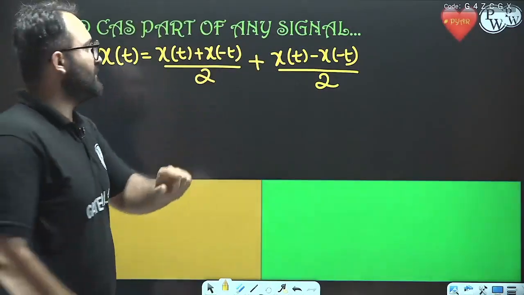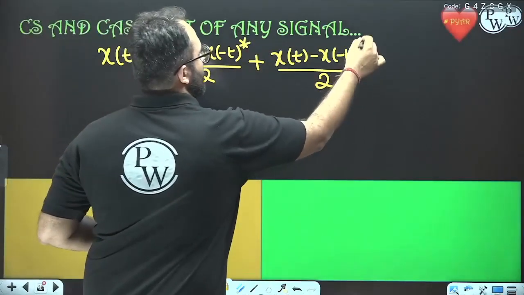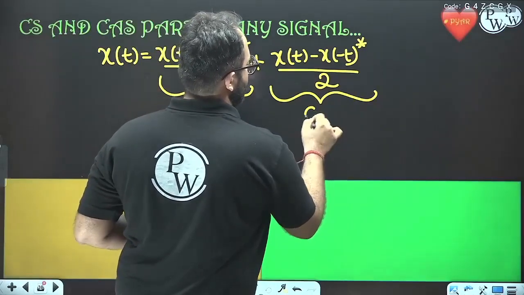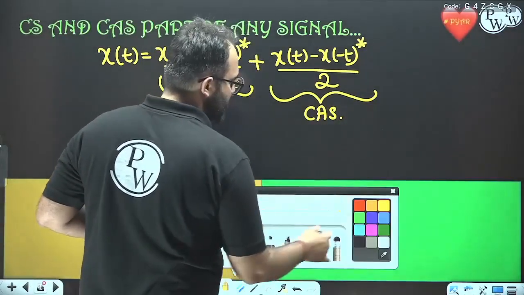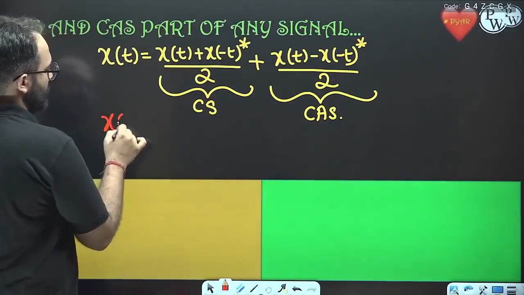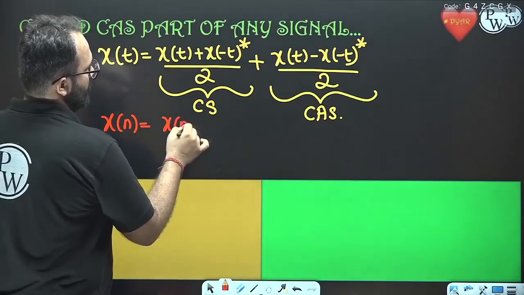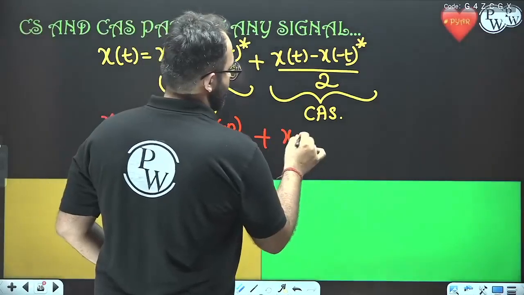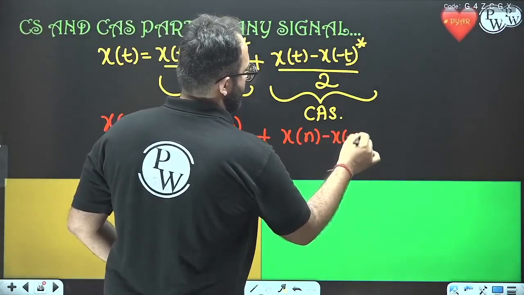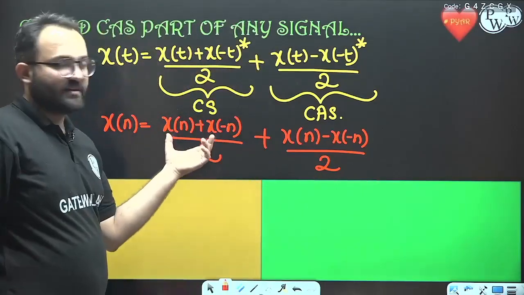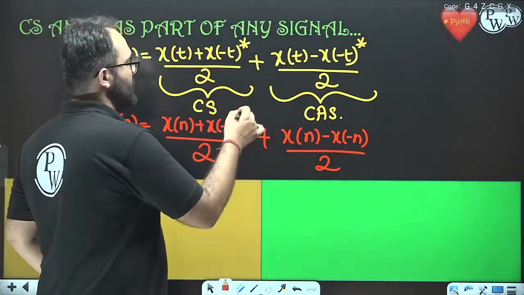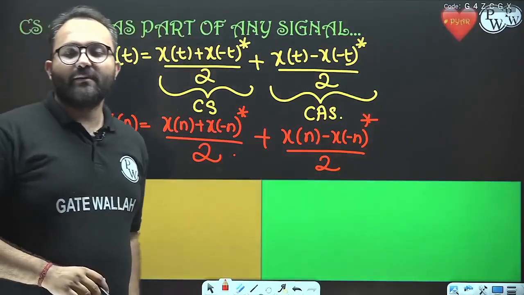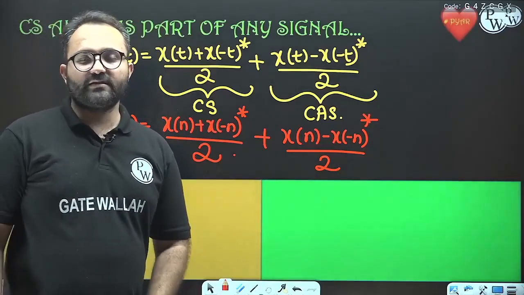Yes. Simply put conjugate here, and it will convert into the conjugate symmetric part and conjugate anti-symmetric part. Exactly similar for the discrete case also. This was the even part, this was the odd part. Simply put conjugate here, this will become conjugate symmetric, this will become conjugate anti-symmetric. So this is how you can remember all these things.